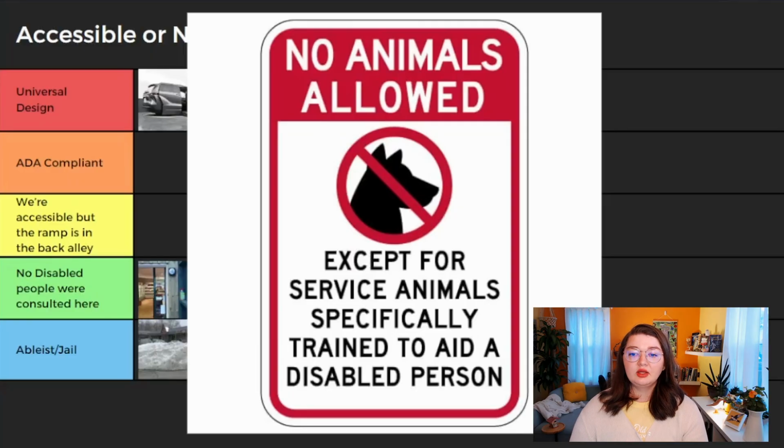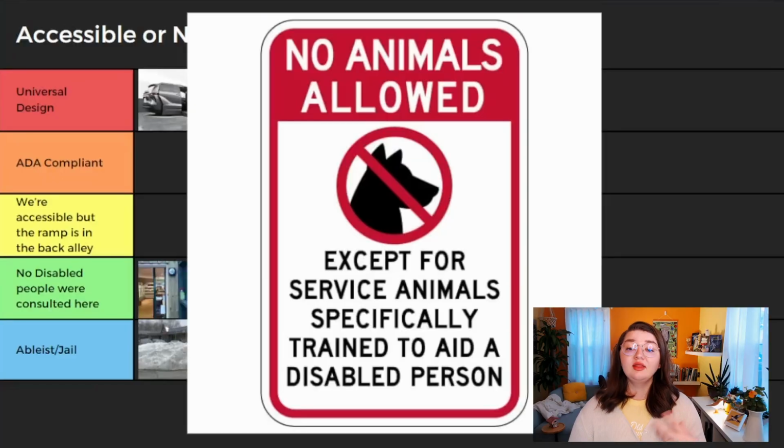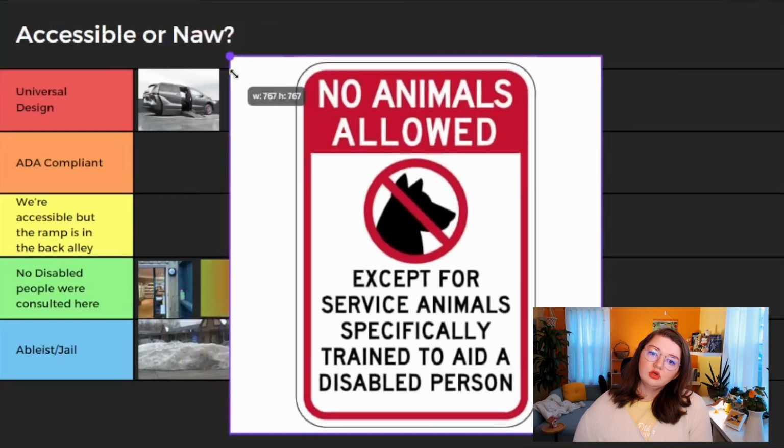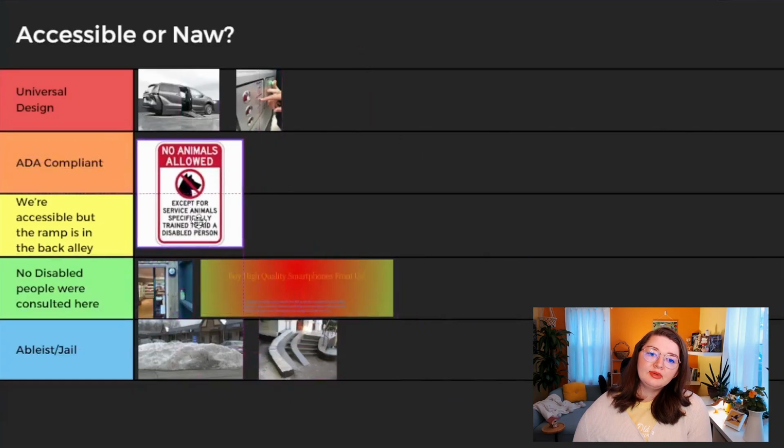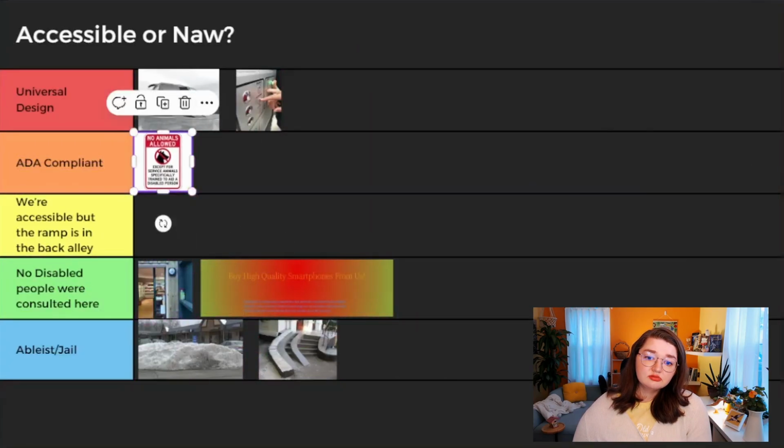So I love this sign because service animals are defined by the ADA in the United States as a dog or a miniature horse trained to do a specific task or work for a person with a disability, to assist them with their disability. I like that this sign says not just "except for service animals," but it specifies what a service animal is, specifically trained to aid a disabled person. I like it. We'll go with ADA compliant because that's what it is.